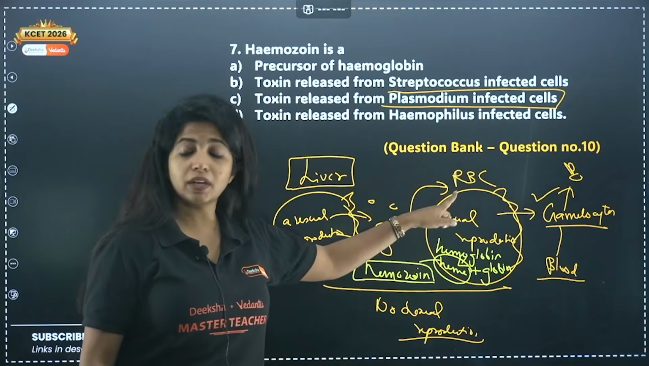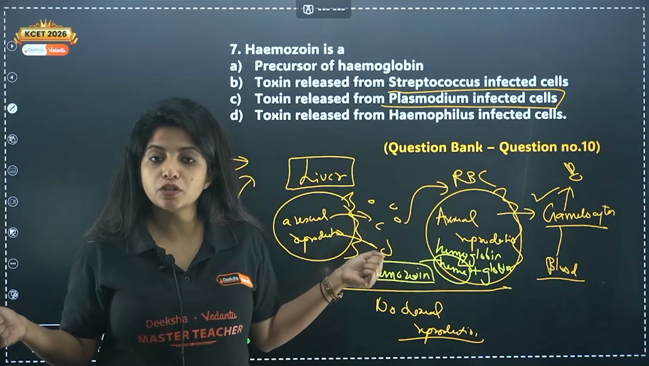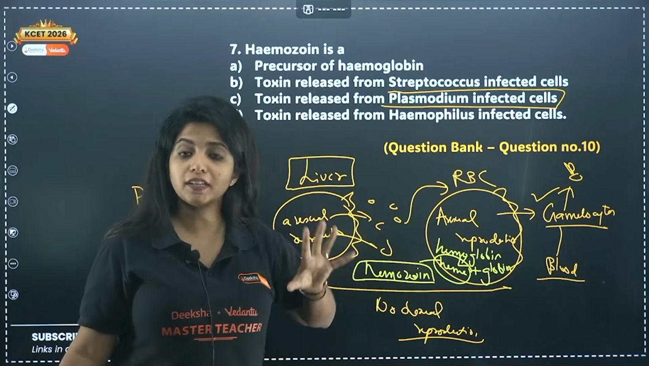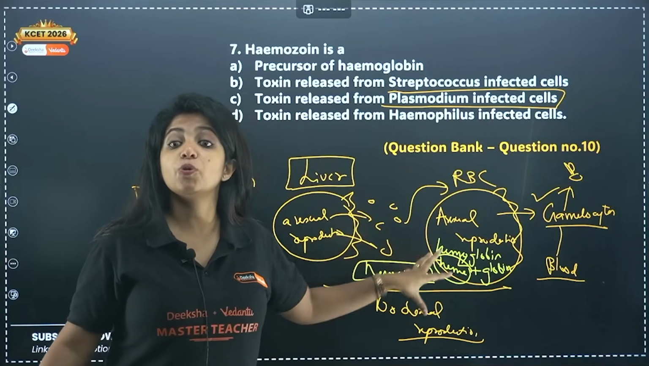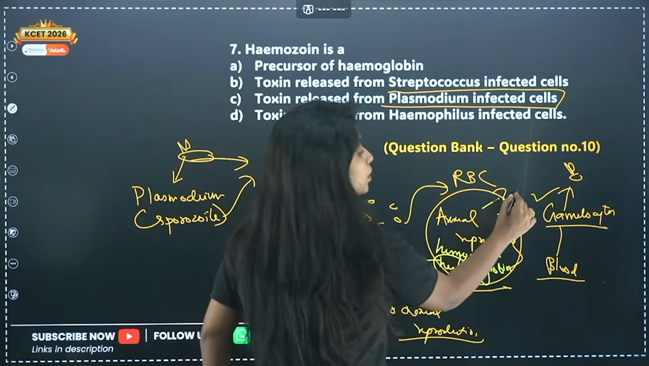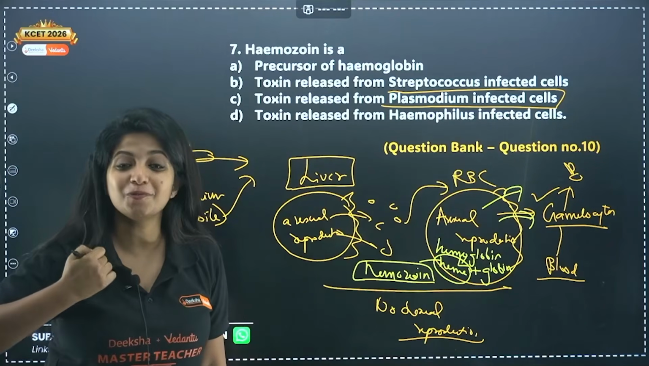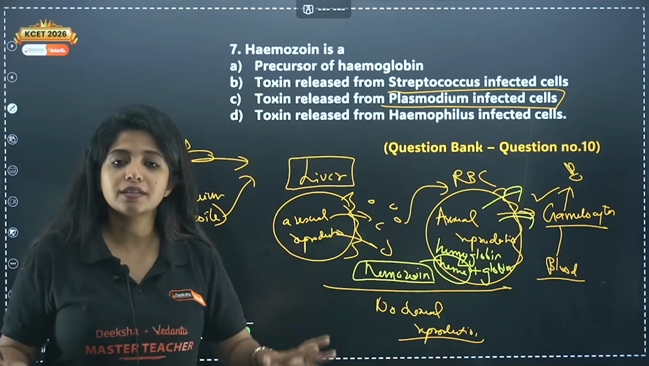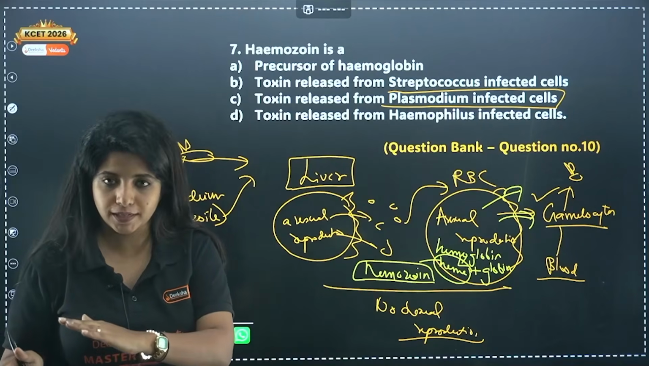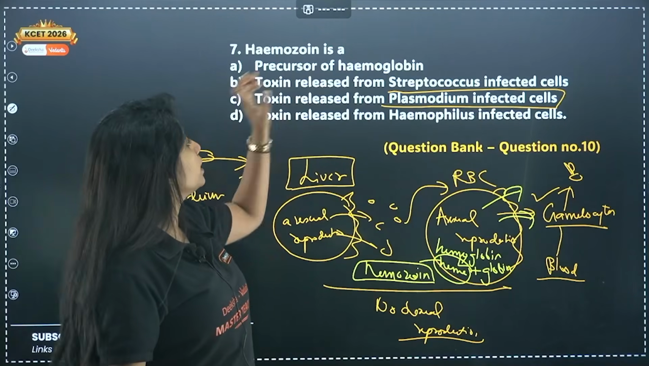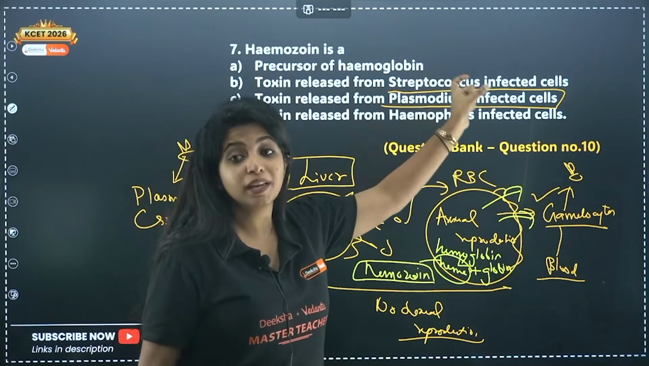Now everything is there within the cell. When the RBC bursts open, my dear children, obviously the gametocytes are free and the hemozoin is also released in our blood. Hemozoin is toxic for us human beings, which is why we get fevers and chills after every 3 to 4 days. So hemozoin is a toxin released from the Plasmodium infected cell.